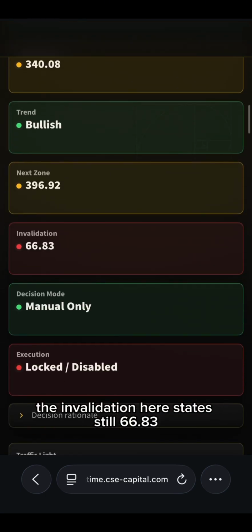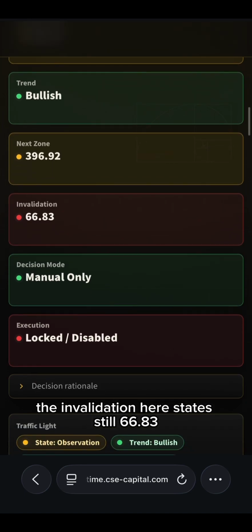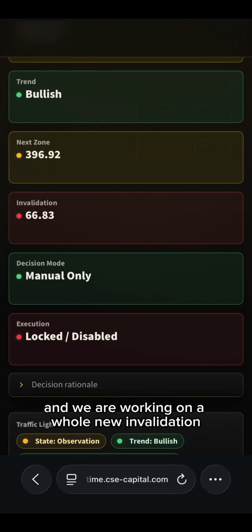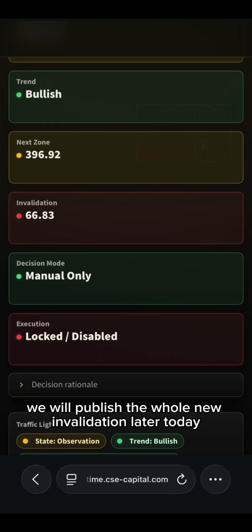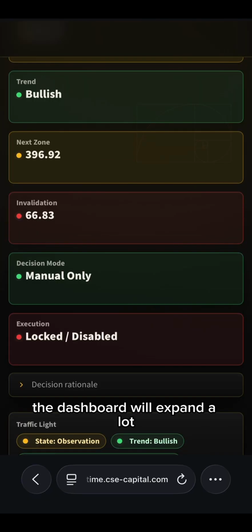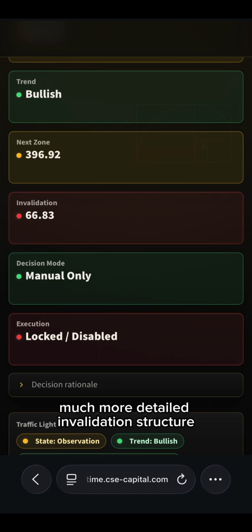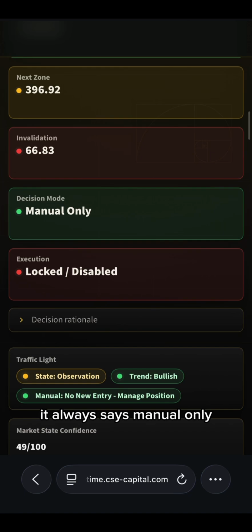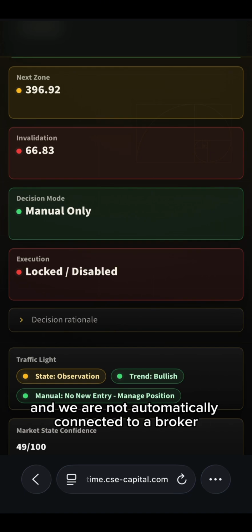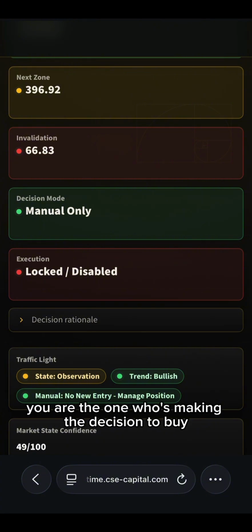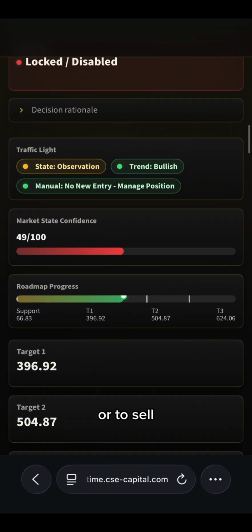The invalidation here still states 66.83, and we are working on a whole new invalidation engine today. So we will publish the whole new invalidation layer today. The dashboard will expand a lot with a much more detailed invalidation structure. It always says manual only because we are not an automatic trading platform and we are not automatically connected to a broker. You are the one making the decision to buy or to sell.